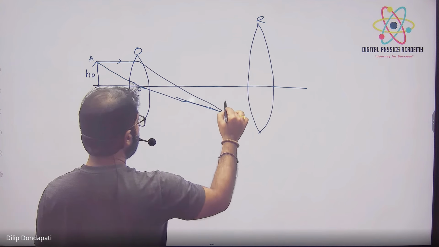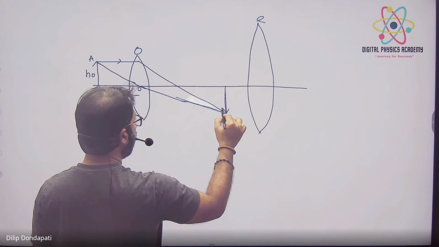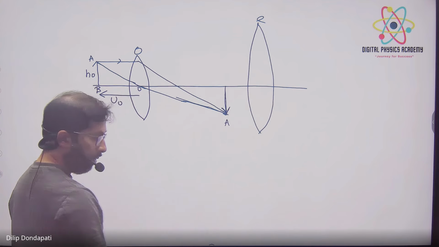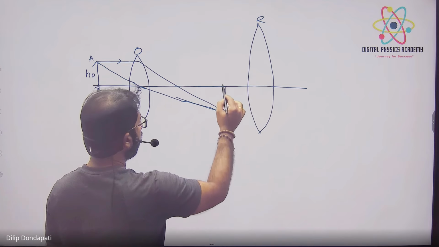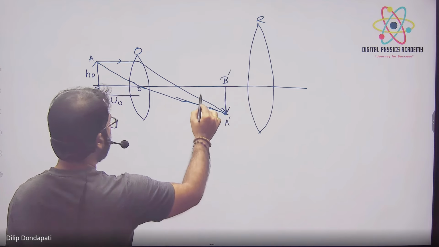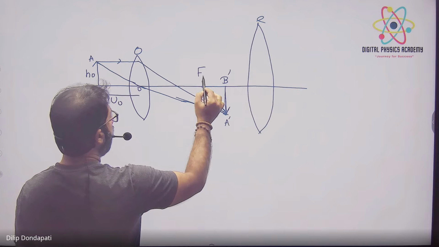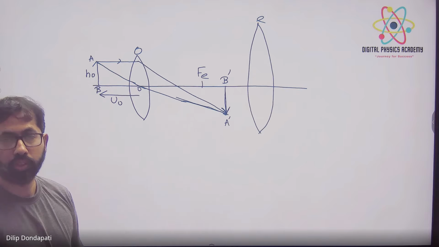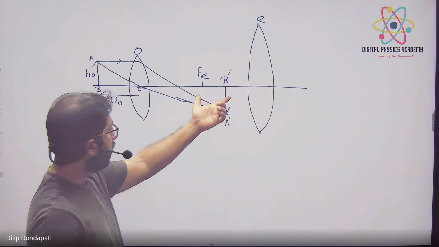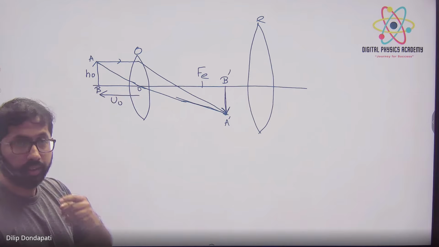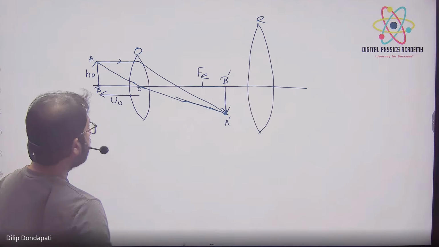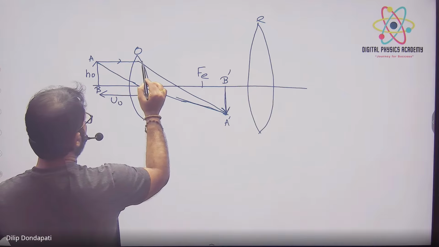Okay, this image is formed. A dash, B dash. And it lies within the focus of the eyepiece, such that it comes in between, right? This is the thing. Okay. Now tell me, what is this distance from here to here?